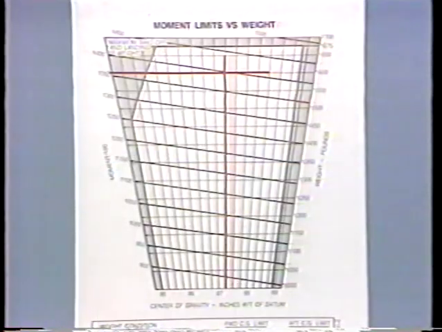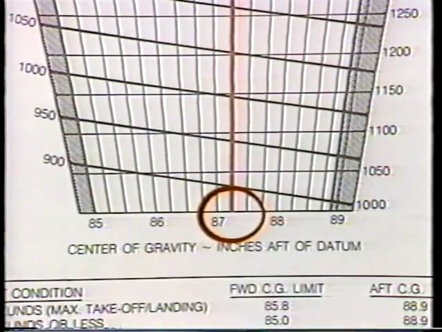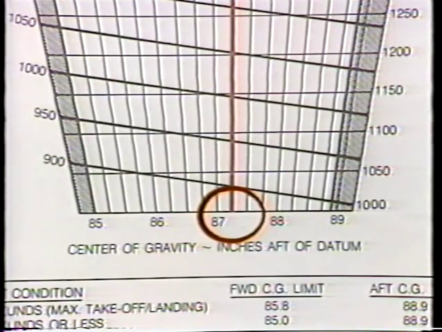You can also use this graph to find the location of the center of gravity by proceeding vertically down from the intersection of the weight and moment lines. The center of gravity of the Skipper loaded this way is 87.6 inches aft of the datum.